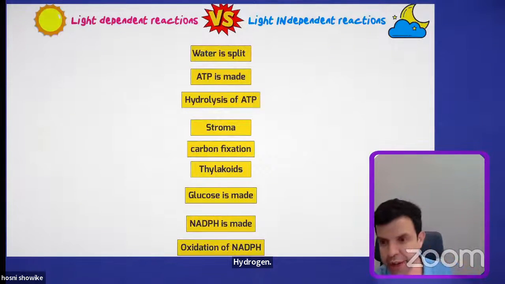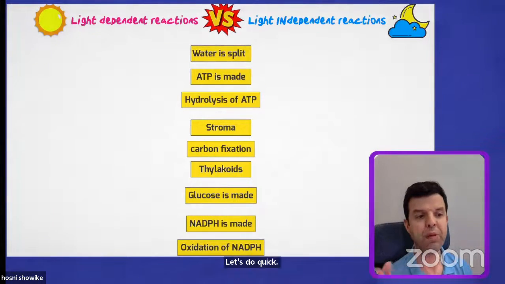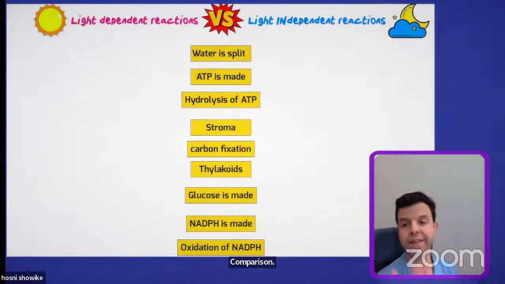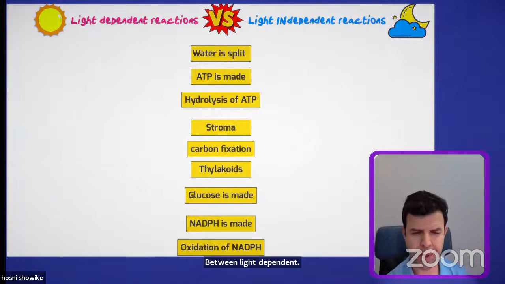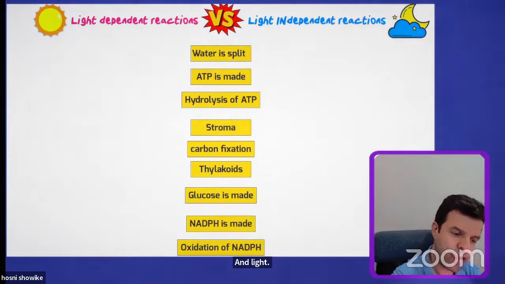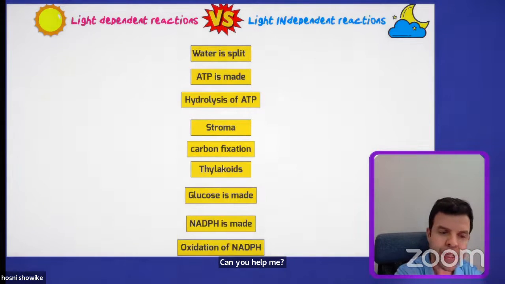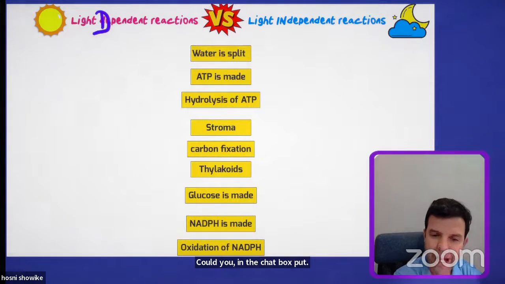Let's do a quick comparison between light dependent and light independent, okay? Could you, in the chat box, put D here and I for this, okay?